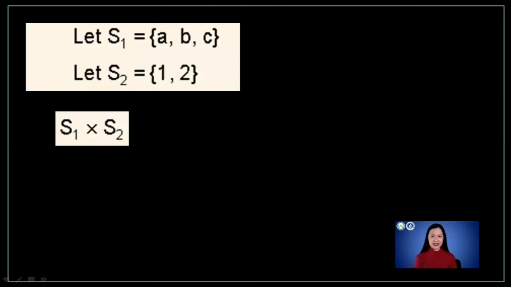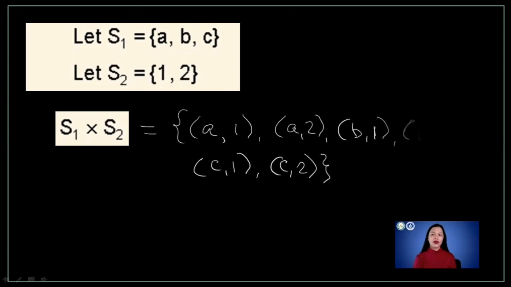Let's have this as an example. We let S sub 1 be the set containing the elements A, B, and C. S sub 2 is the set containing the elements 1 and 2. Now let us find the Cartesian product of S sub 1 and S sub 2. All we have to do is to list all the ordered pairs wherein the first element must come from S sub 1 and the second element must come from S sub 2.